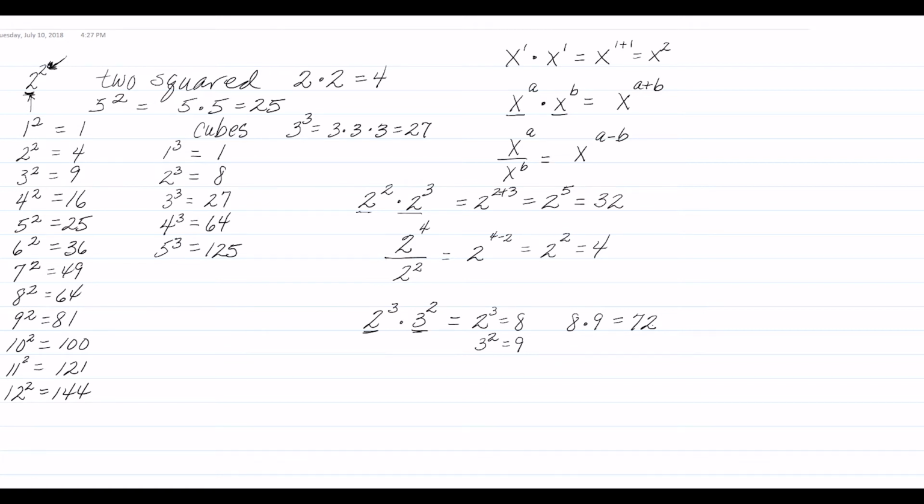Okay, suppose we were working with rational expressions and we had something like 2 squared divided by 5 squared. Well, in this case we just need to simplify the top and simplify the bottom. 2 squared is 4 and 5 squared is 25. So our answer is going to be 4 divided by 25.